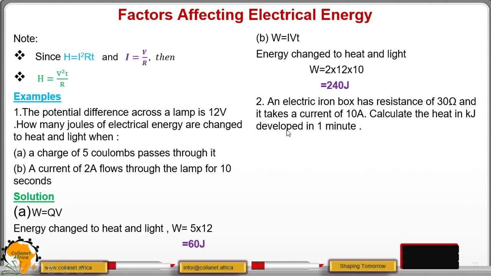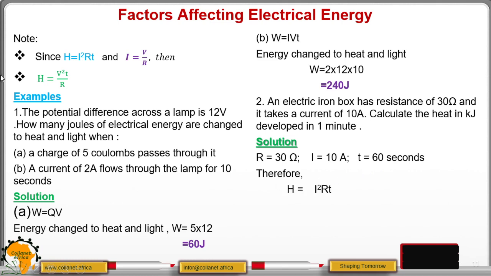Then question number 2. An electric iron box has a resistance of 30 ohms and it takes a current of 10 amperes. Calculate the heat energy in kilojoules developed in 1 minute. We proceed as follows. We start by listing what is given. We have the resistance as 30 ohms, current as 10 amperes, and T as 1 minute, which is equivalent to 60 seconds.